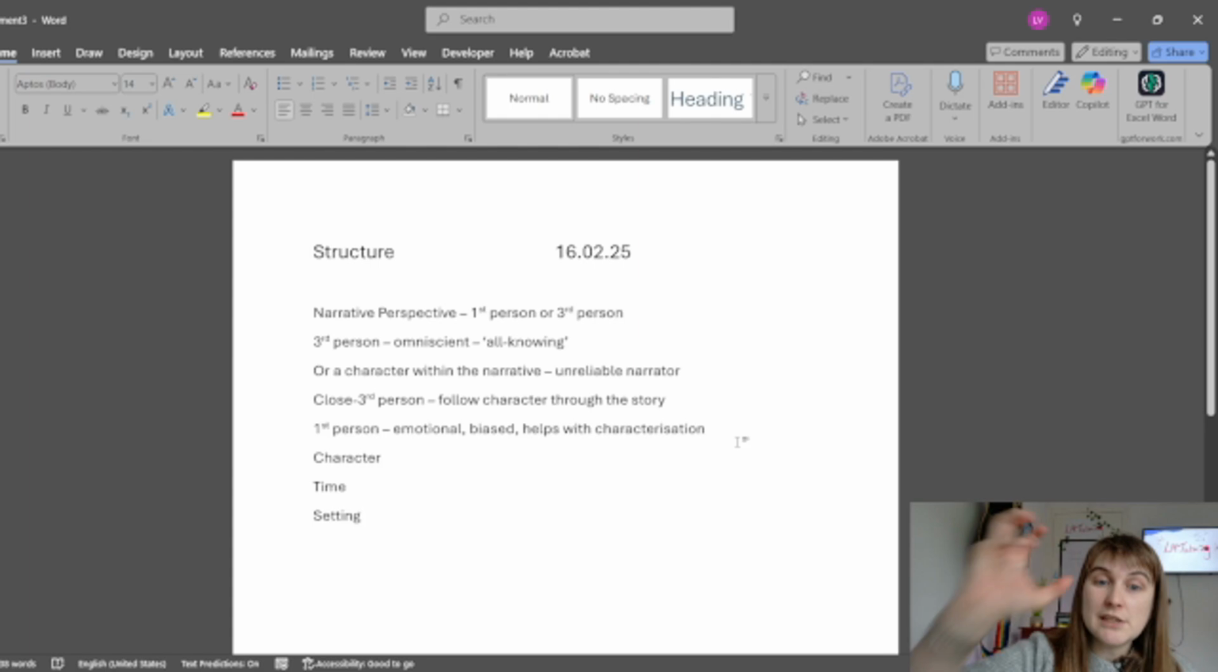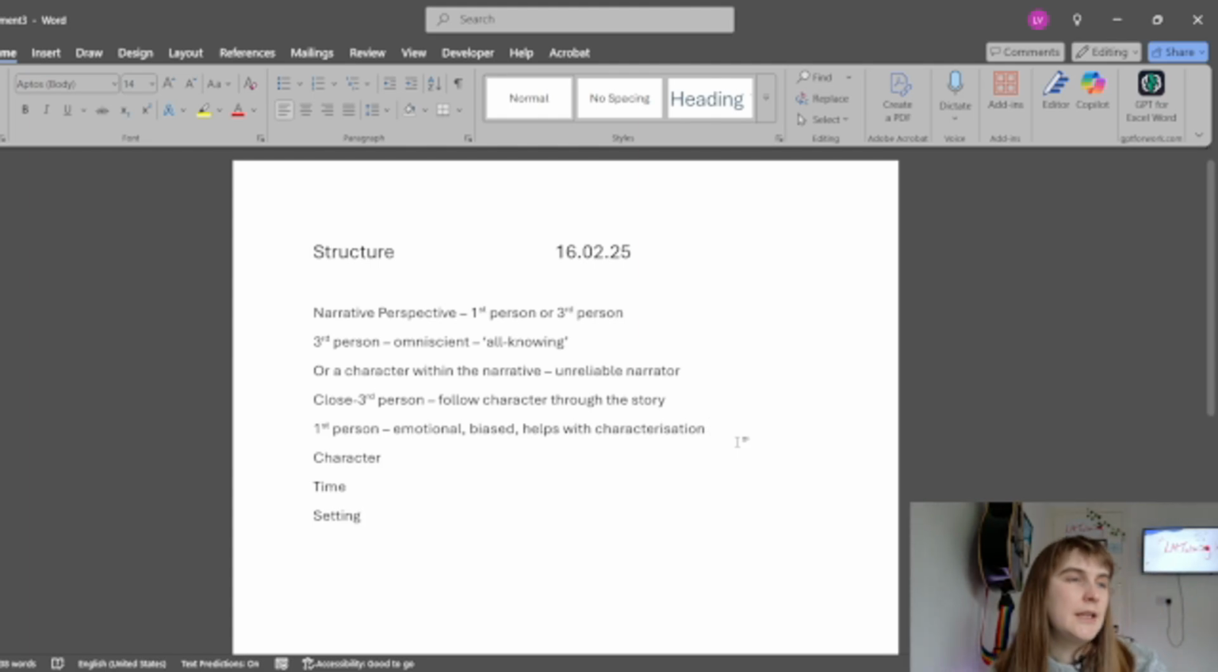So yeah, there's lots of different perspectives you can take. But essentially, when we look at narrative perspective, we want to look at what it is for the particular text we're looking at. So first of all, the first question, is it first or third person? And then you go into more detail. So if it's first person, who is it? What are they like? What is their perspective going to change about the way we read the text?